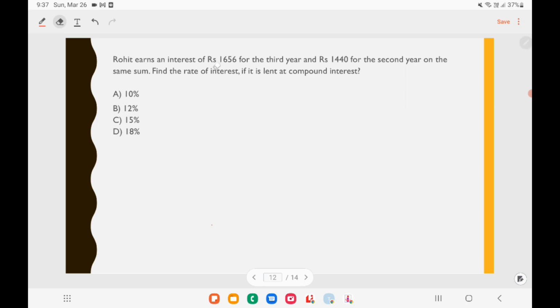Rohit earns an interest of rupees 1,656 for the third year and rupees 1,440 for the second year on the same sum. Okay. Here, this is the interest that he received. So he receives for the third year rupees 1,656 as the interest. It's not the principal amount. It is the interest. In the second year, he got an interest of 1,440. Then find the rate of interest. We need to find R.